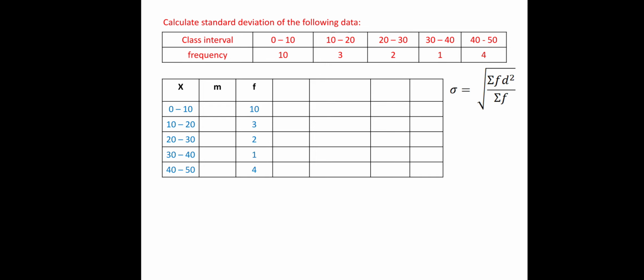Next what we need to do is calculate this value, summation of f. So you need to add up all these values and you will get summation of f. 10 plus 3 plus 2 plus 1 plus 4, you will get summation of f is 20.